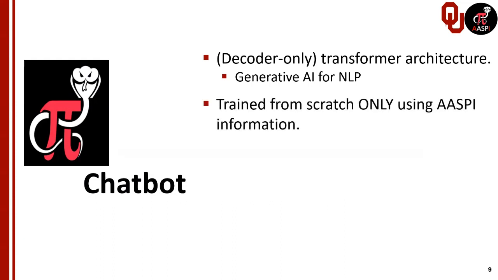It's trained from scratch. I'm not using any pre-trained model because I don't want my model to know things outside ASPI, so I train from scratch using PyTorch. I'm using only ASPI information. The demo that I'm going to show you today is just training a subset of the ASPI short course information. It's very nice. The next step is to scale.